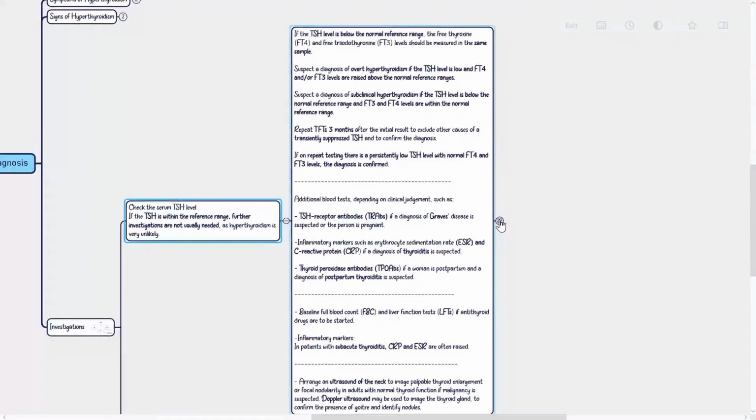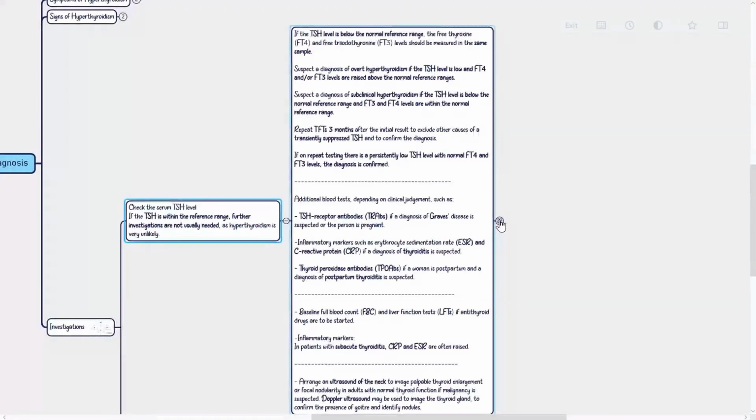Inflammatory markers such as erythrocyte sedimentation rate, ESR, and C-reactive protein, CRP, if a diagnosis of thyroiditis is suspected. Thyroid peroxidase antibodies, TPOAbs, if a woman is postpartum and a diagnosis of postpartum thyroiditis is suspected. Baseline full blood count, FBC, and liver function tests, LFTs, if antithyroid drugs are to be started. Inflammatory markers: in patients with subacute thyroiditis, CRP and ESR are often raised.